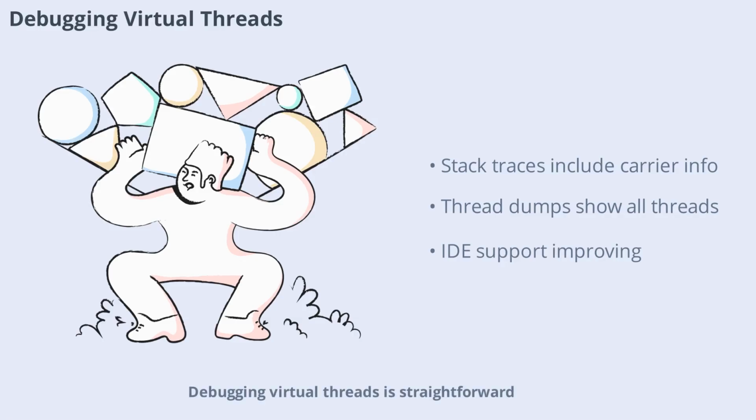Debugging virtual threads is straightforward. Stack traces include carrier thread information, and traditional thread dumps show both virtual and platform threads. IDE debuggers are being updated for better virtual thread support, making it easier to diagnose issues and optimize performance.